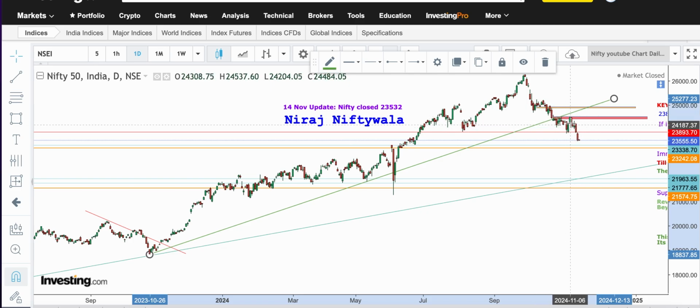After that it has never been able to achieve that level, though it tried once on 30th of October. Once again it tried on 6th of November, but it has not been able to go and achieve this level. So I made a red color band over here. This is a key resistance area, which is an immediate resistance, and it has been crashing from there. If you see, from 24,400, and today is the 14th of November, where we are seeing 23,500, almost a 1,000 point correction has been seen in just a matter of 6-7 days.